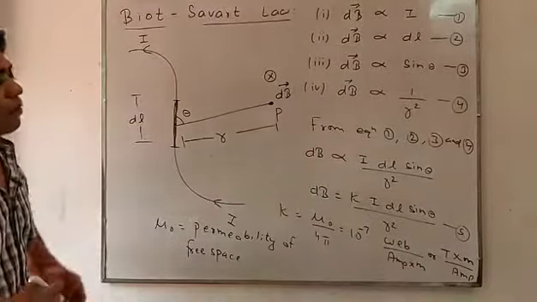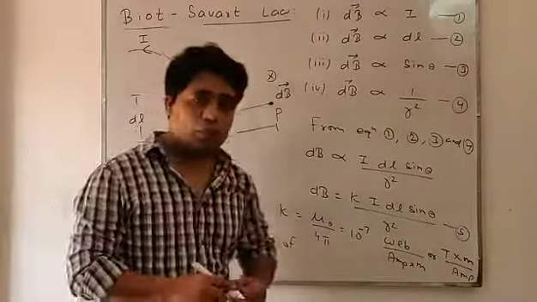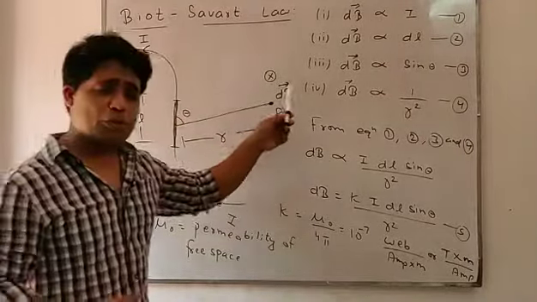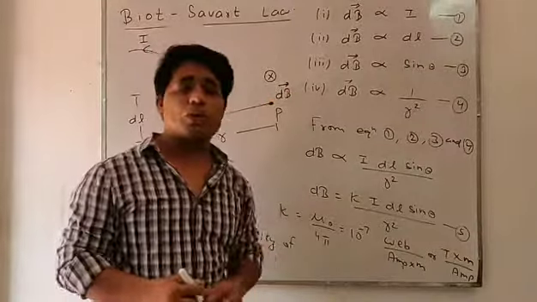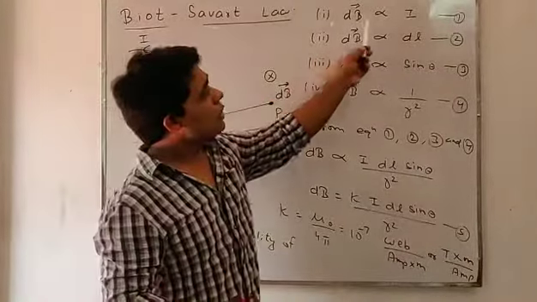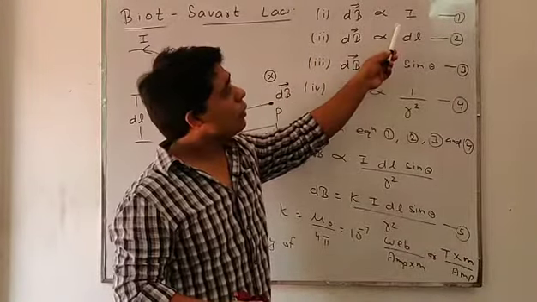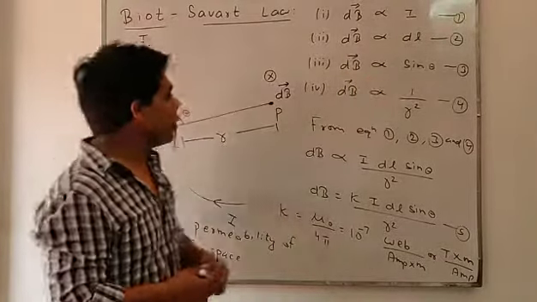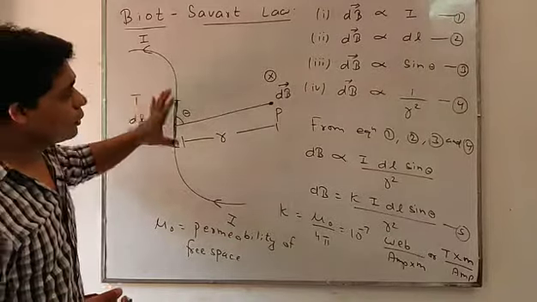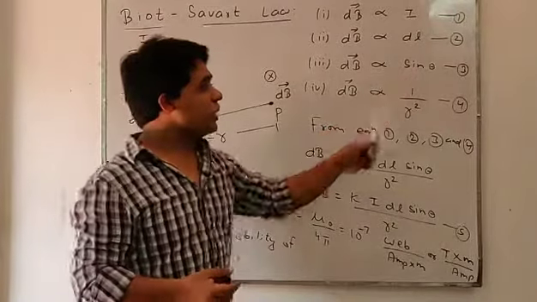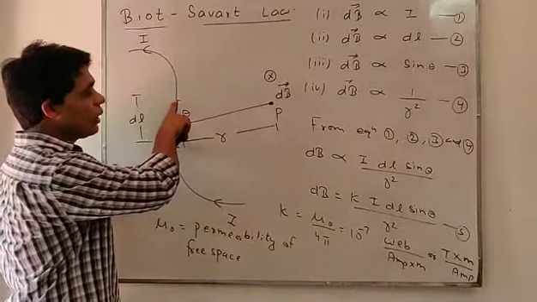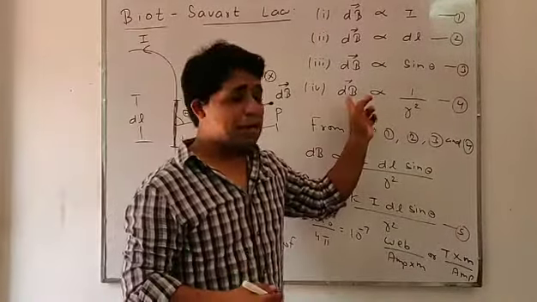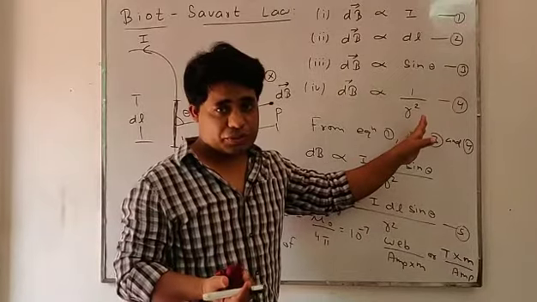So this is the mathematical form of Biot-Savart law. It states that when you flow current in a wire, it produces a magnetic field, and that magnetic field depends on certain components. It is directly proportional to the amount of current. On increasing current, the magnetic field will also increase. It is directly proportional to the length of the element. Okay. It is directly proportional to sin theta, where theta is the angle between the element and the distance. And the magnetic field is inversely proportional to the square of the distance.